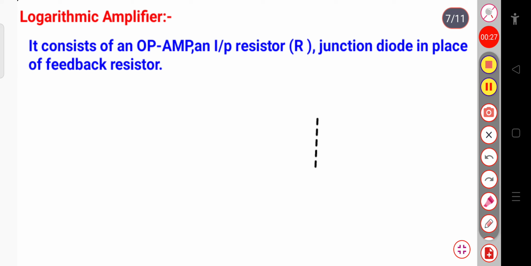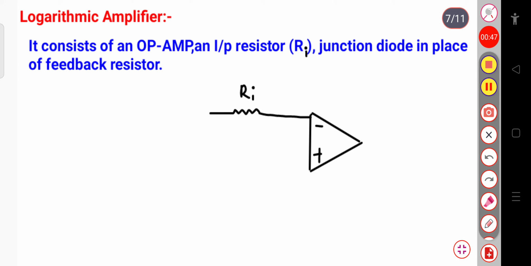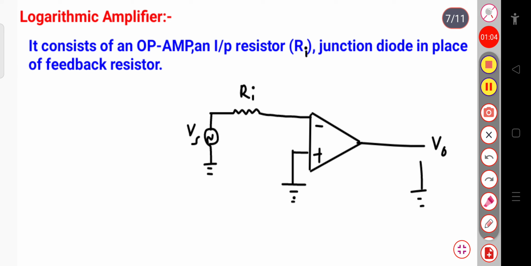So let me draw. This is your op-amp having one inverting and another non-inverting terminal, and here this inverting terminal is connected to an input resistor. This is, suppose, Ri, the input resistor, and the signal is given at this inverting terminal. This is, suppose, Vs, the input signal, and the non-inverting terminal is connected to the ground. And this one is your output terminal, this is your VO.